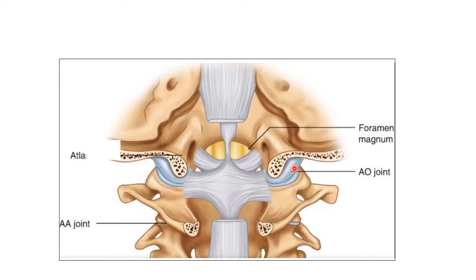About the articular surfaces, above, the articular surface is formed by the convex articular surface of the occipital condyle, and below, the concave superior articular facet of the atlas vertebra. So that was the atlanto-occipital joint.